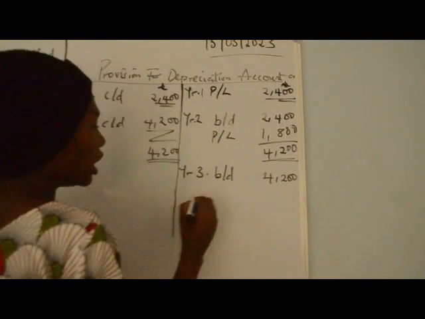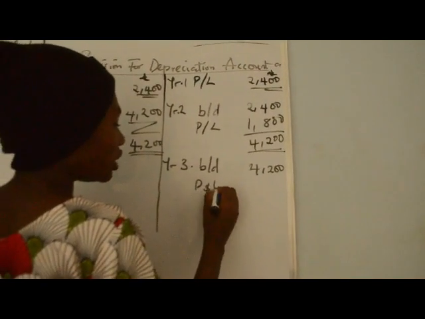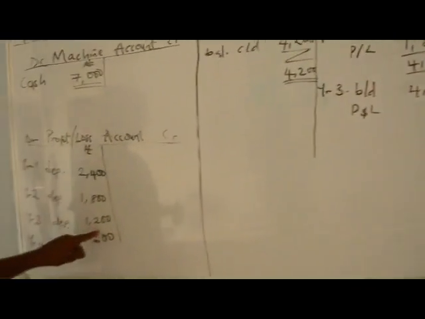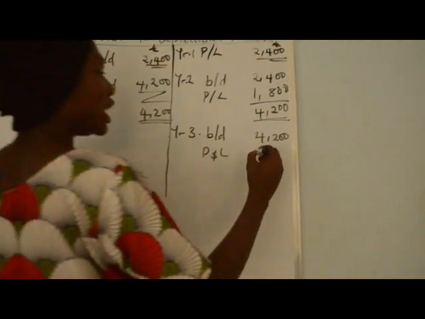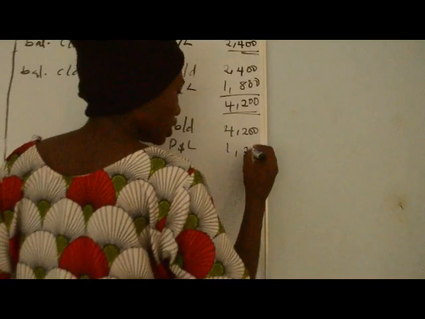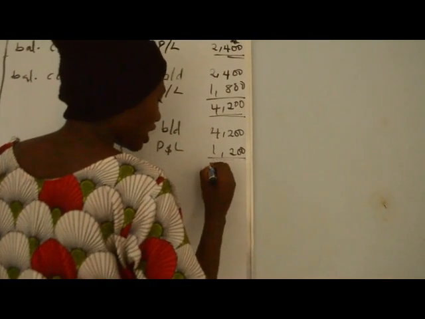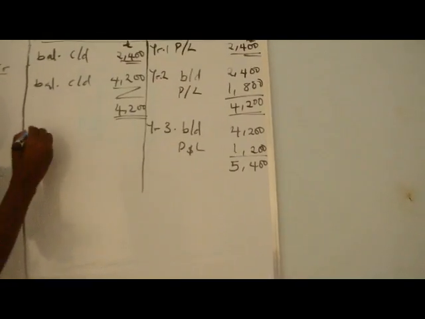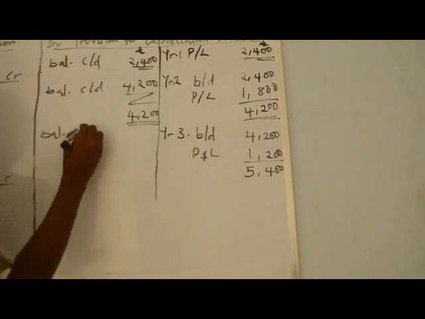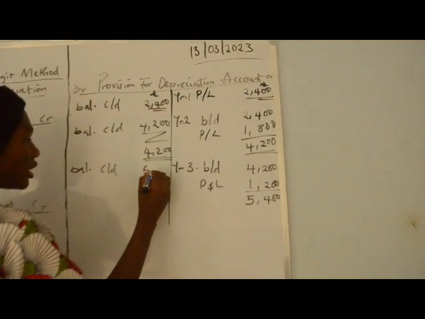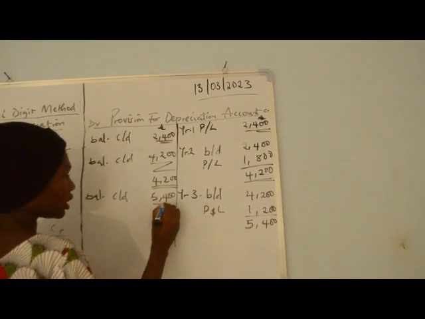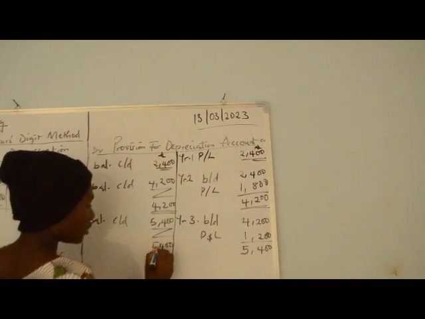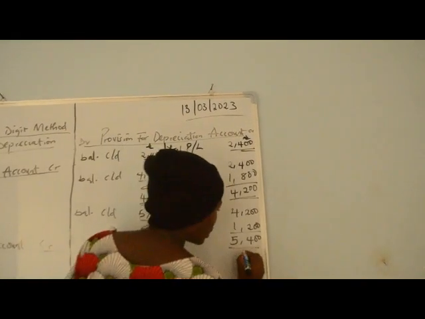4,200 naira, and depreciation coming in from profit and loss account, which is income, for the third year is 1,200 naira. So we'll be entering that 1,200 naira. Total this, we have 5,400. At the end of the year, we balance that account. Balance carried down is 5,400 naira. We have closed the account for the year.